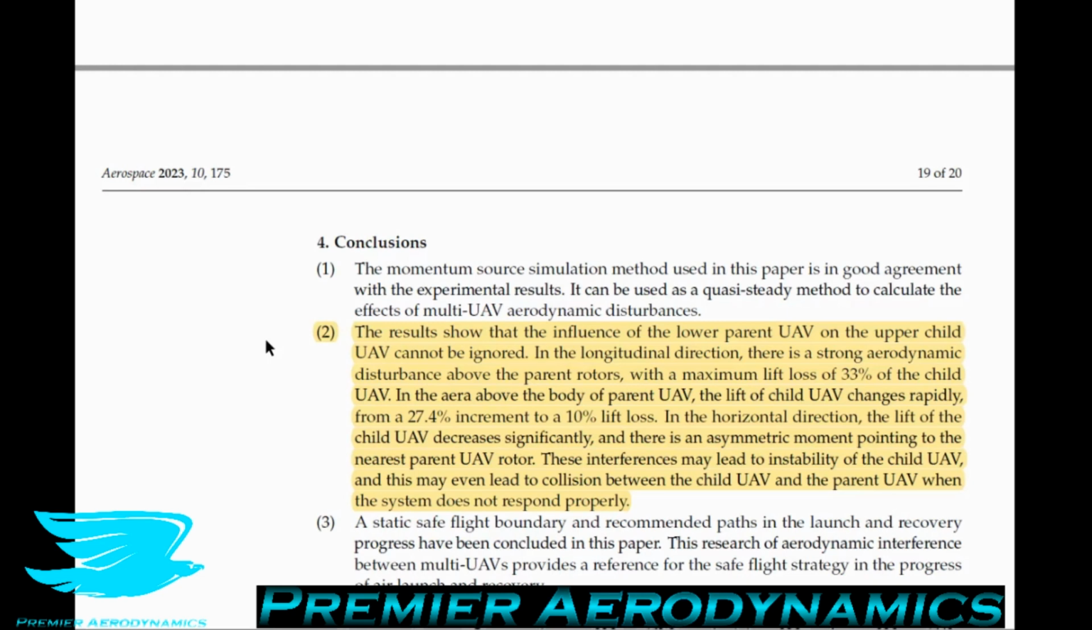In the horizontal direction, the lift of the child UAV decreases significantly, and there is an asymmetric moment pointing to the nearest parent UAV rotor. So in other words, as soon as you start deviating away from the center of the body of the parent UAV, your child UAV wants to get sucked into the nearest rotor. That's not good. These interferences may lead to instability of the child UAV, and this may even lead to collision between the child UAV and the parent UAV when the system does not respond properly.